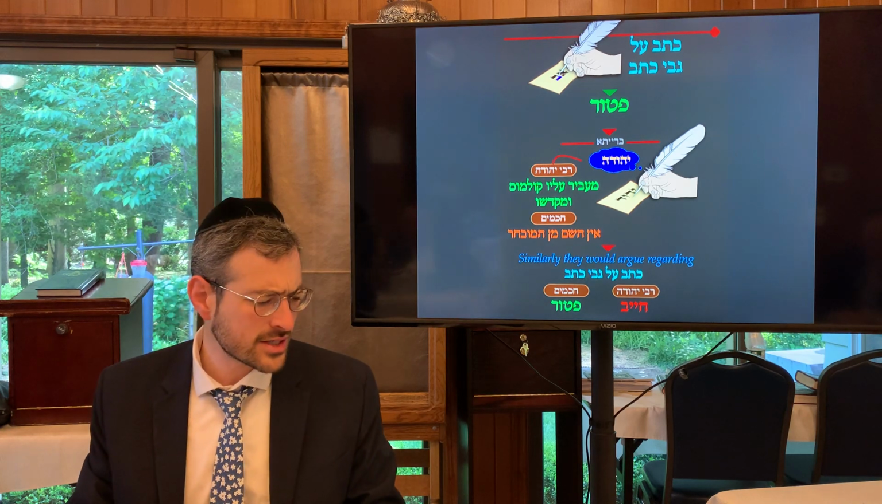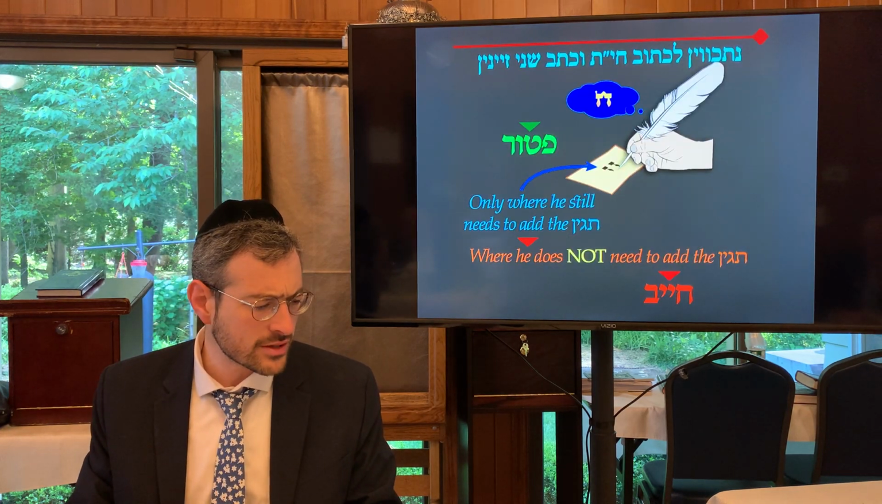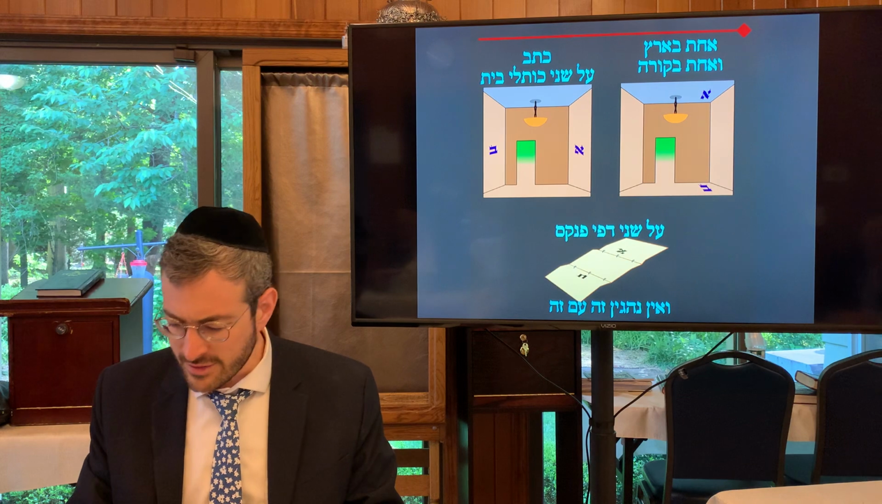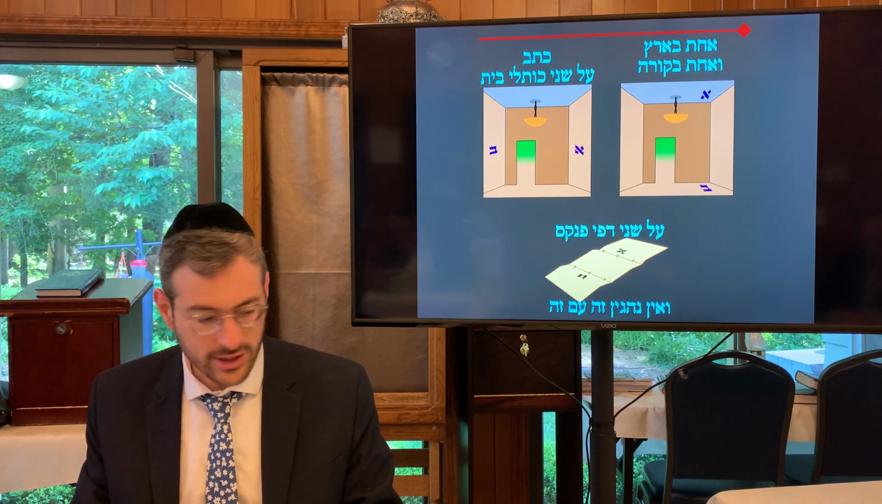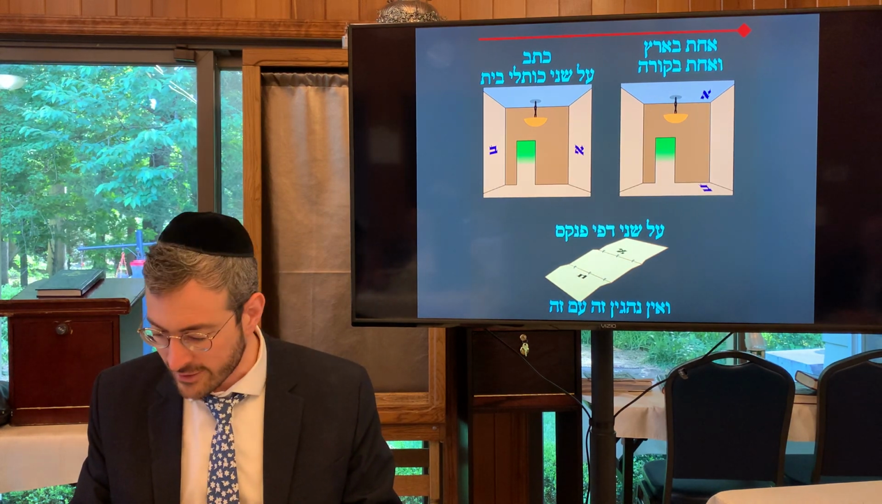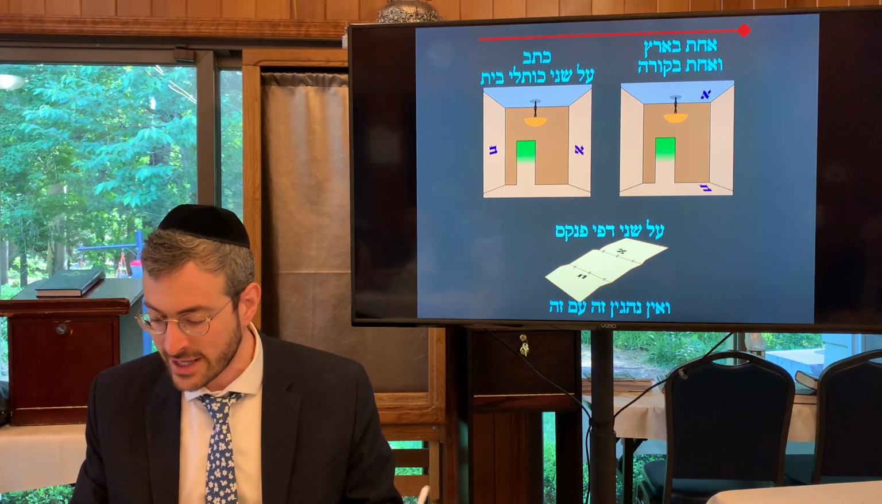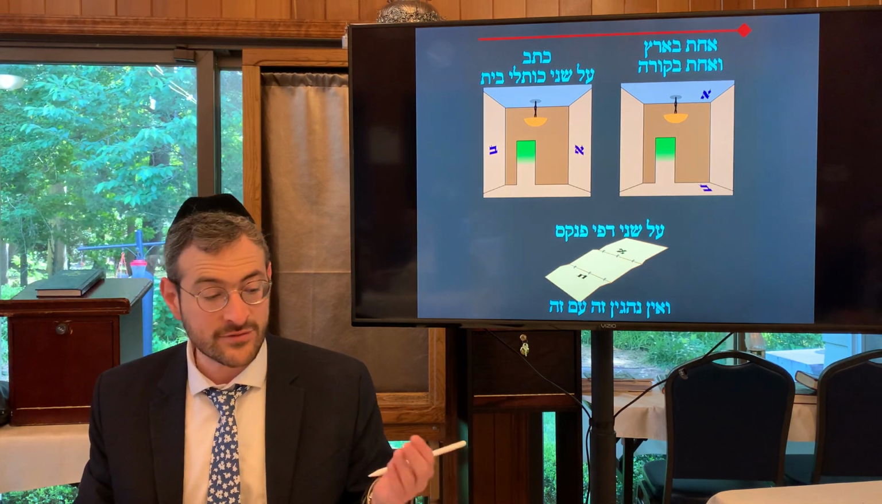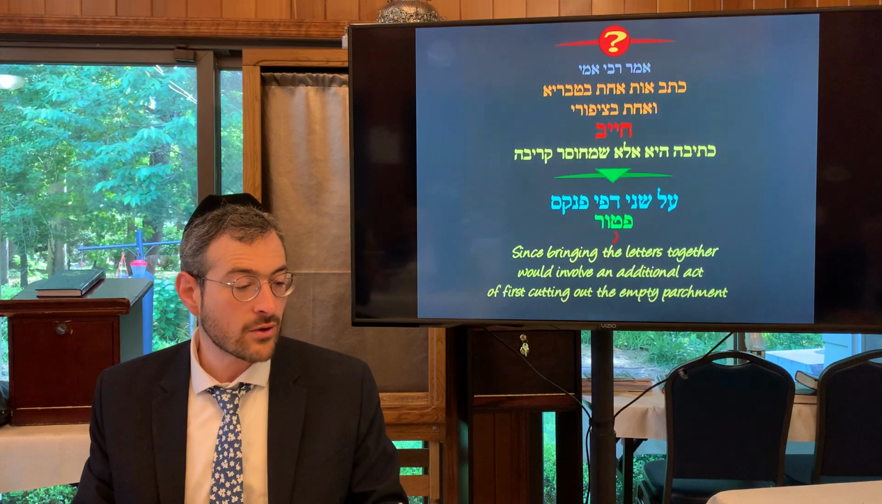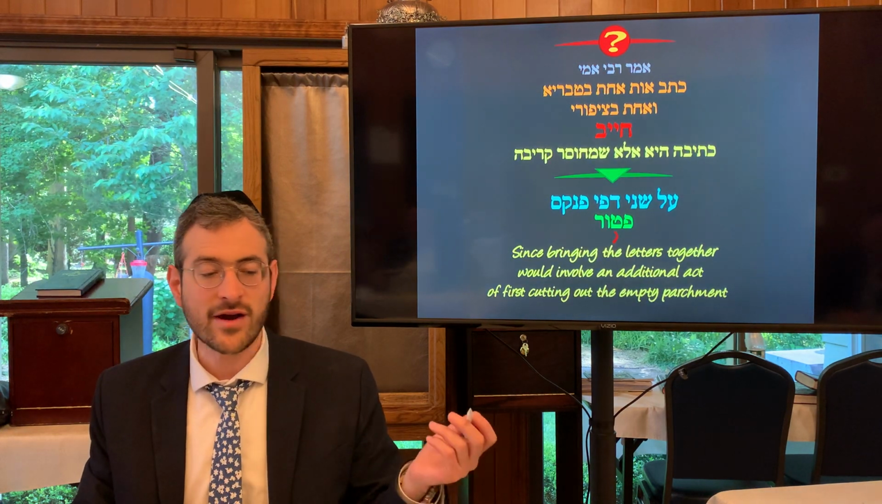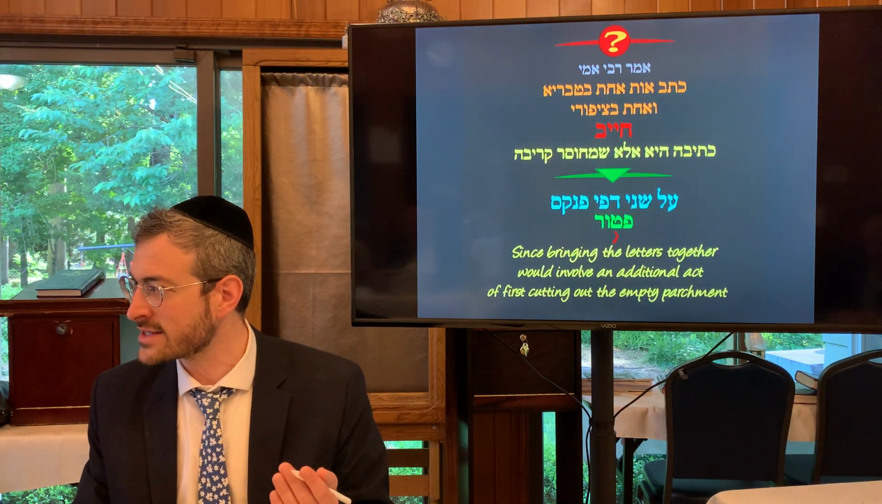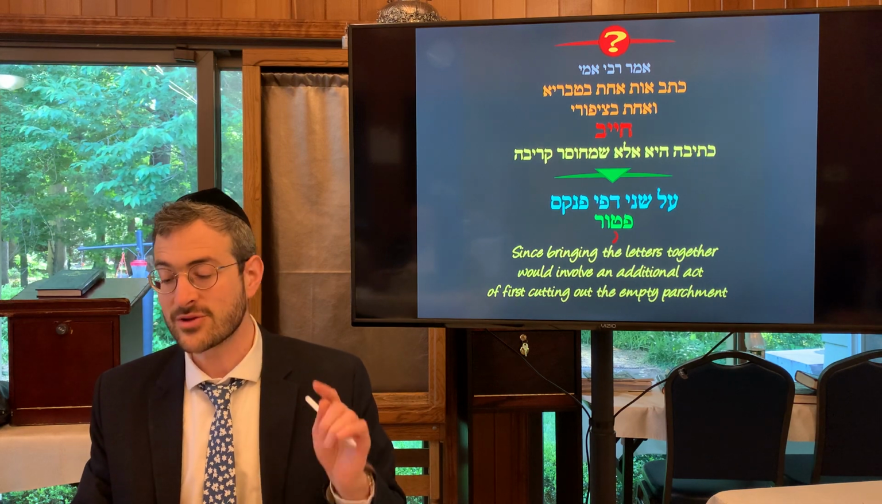Which the Gemara says, how could you say such a thing? But we learned in the Mishnah that if you write on two walls of a house, or on two pages of a ledger, they can't read it together. So why is this any different? If you're writing one letter in Tiveria and one letter in Tzipori, obviously you can't read it together, so why are you going to be chayav? Says, no.